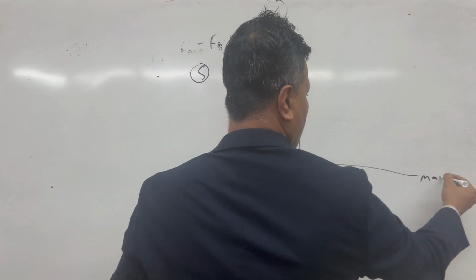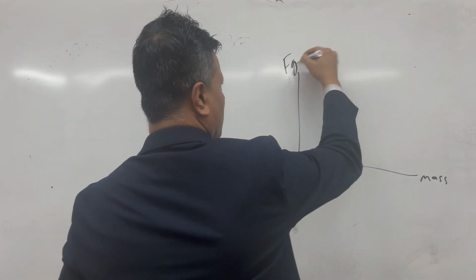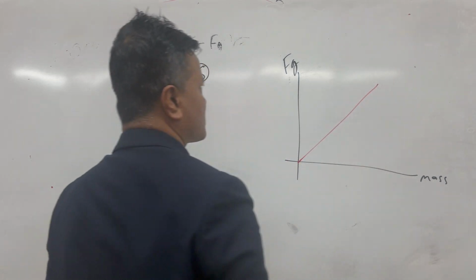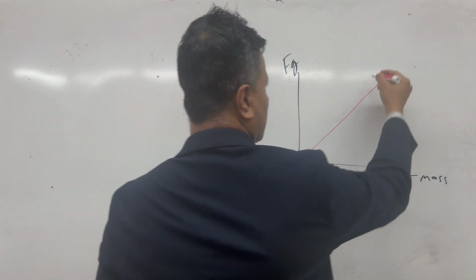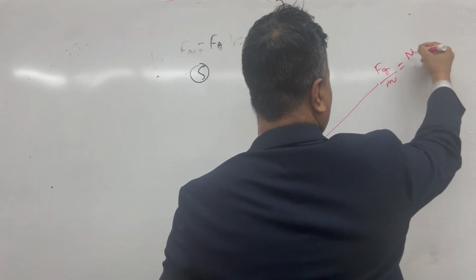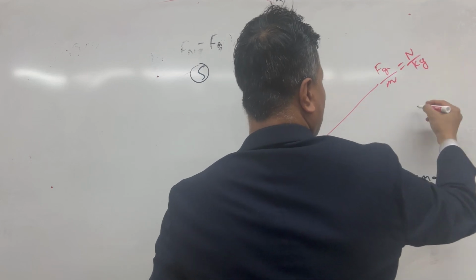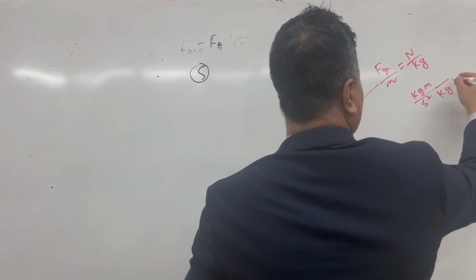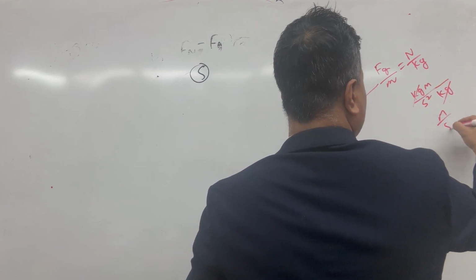5. I give you an x-axis and a y-axis. This is mass, and this is the force due to gravity, and I give you the slope. And I ask you, what is the name of the slope? Well, the name of the slope, you can say Fg over mass. So Fg is in newtons, mass is in kilograms. So a newton is kilogram meter per second squared. Kilogram cancels with kilogram, so meter per second squared.